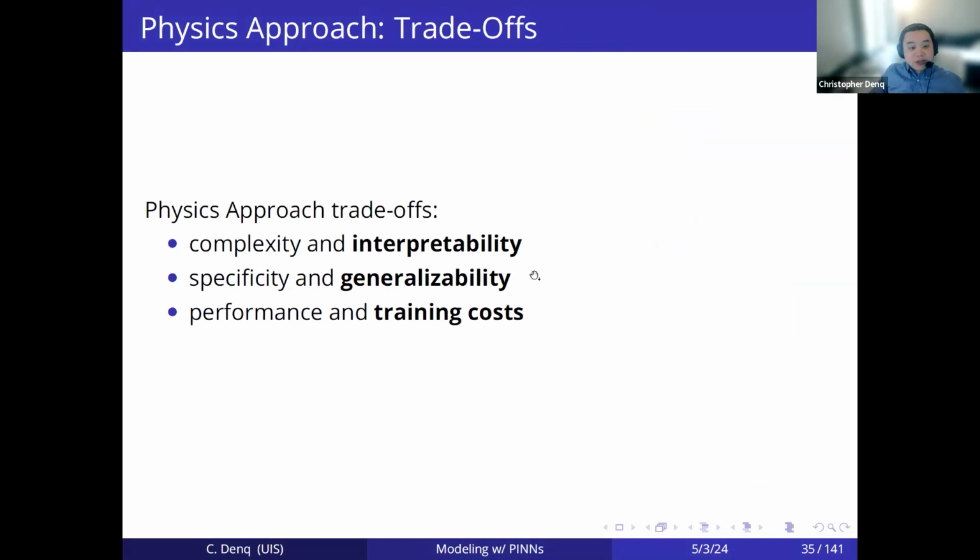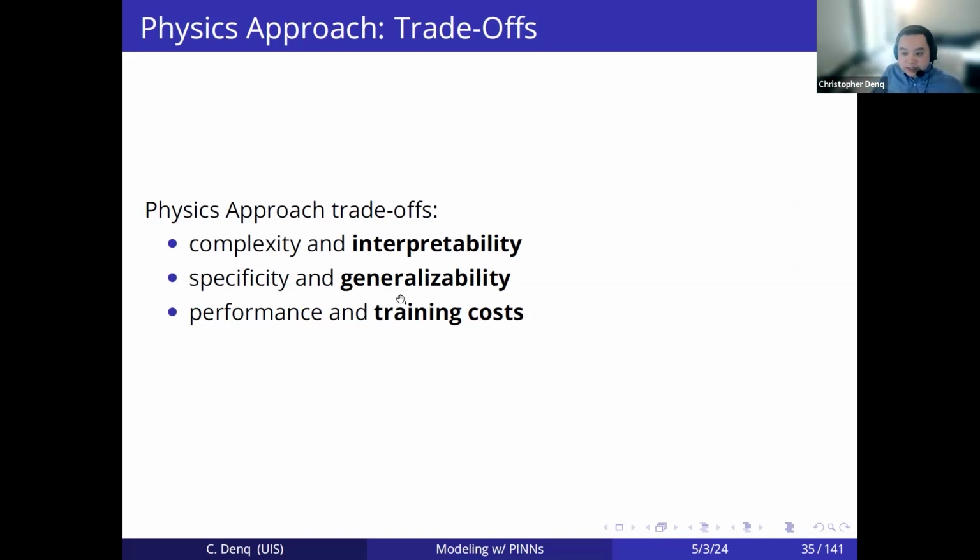Physics approaches tend to be more interpretable, right? When we think back to Newton's equation for gravity, it's interpretable because we know what those variables mean. We know where we got them. We know how to manipulate them mathematically.